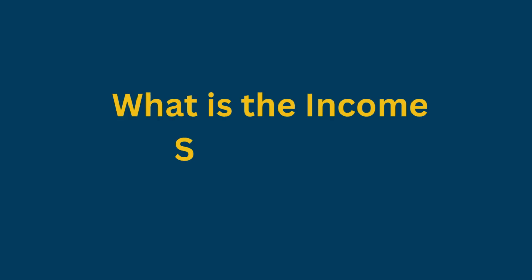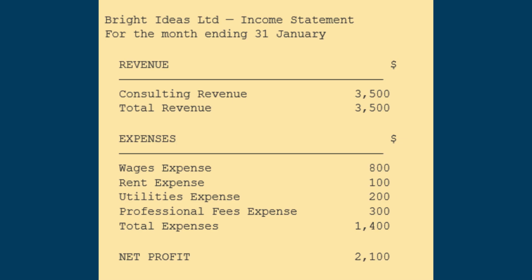What is the income statement? The income statement, also called the profit and loss statement, shows performance over a period of time. Not a snapshot, but a story from the first day of the period to the last. It starts with total revenue, subtracts all expenses, and gives you the net profit or net loss. Revenue of $3,500 minus expenses of $1,400 gives a net profit of $2,100. Bright Ideas Limited made money in its first month.